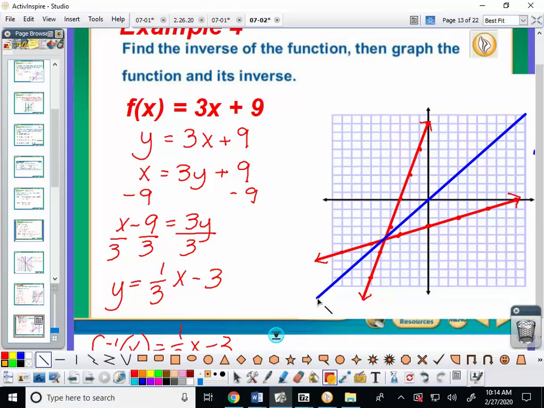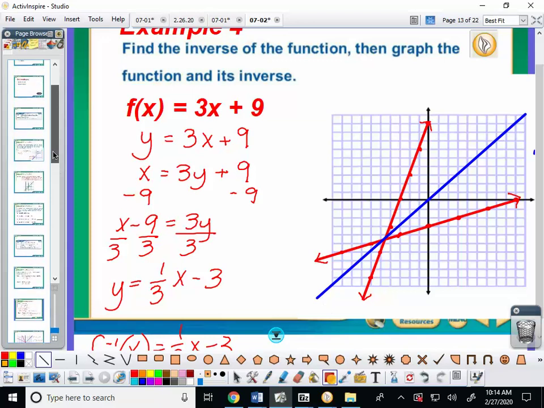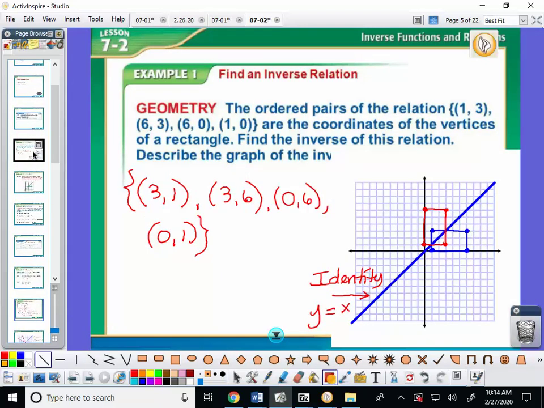So today we really did two things. Let's go back through some things that we did. We looked at ordered pairs, we call that a relation, and we found the inverse of that relation. How do we find the inverse of a relation? Just switch your x and y, that's all. Okay?